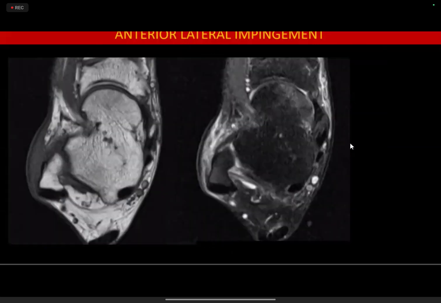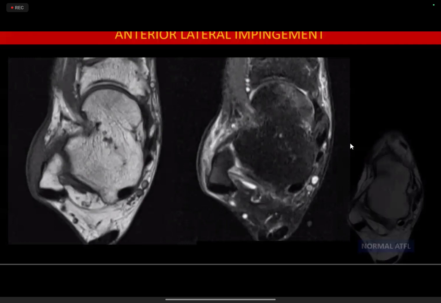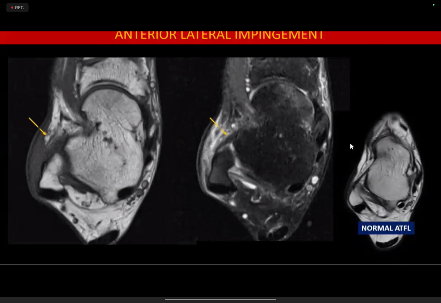A similar case, what we are seeing here is thickening of the ATFL as demarcated by the arrows. What we can see is there is associated edema, and there is obliteration of the fat of the anterior lateral recess or gutter, and it is replaced by hypointense soft tissue here. So there is thickening of the ATFL, and there is associated synovitis and thickening.